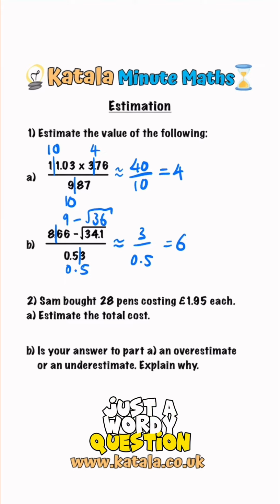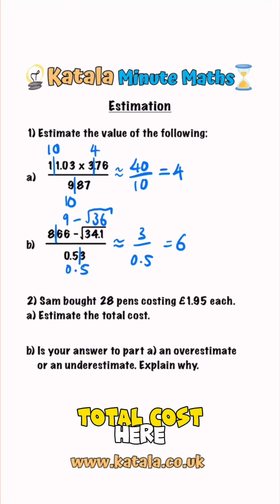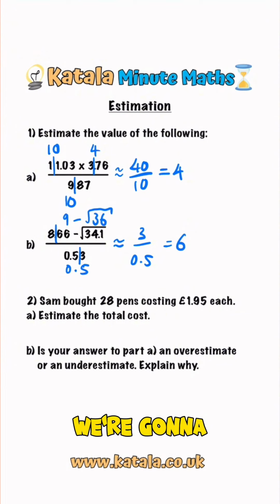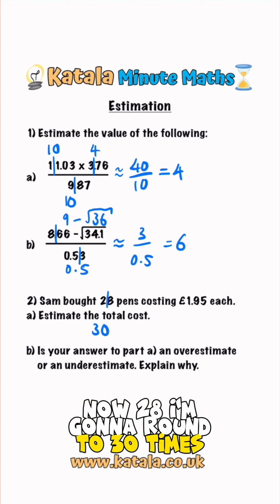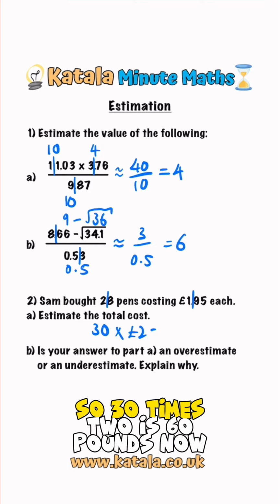Question 2, just a wordy question here. Sam bought 28 pens costing £1.95 each. Estimate the total cost. So what we need to do to work out the total cost here is do 28 times 1.95. But of course, we're going to estimate this here, so we're going to round this. Now 28, I'm going to round to 30 times by, and £1.95, I'm going to round that to £2. So 30 times 2 is £60.